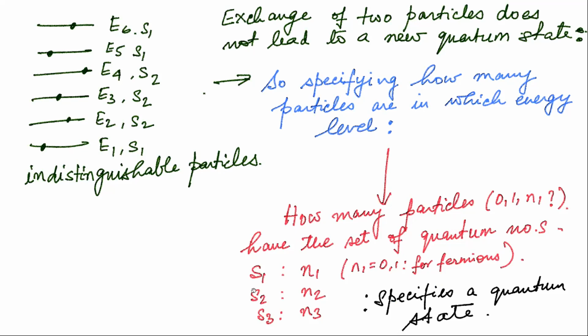And if you manage to specify how many particles are there in a particular quantum state with a set of quantum numbers, say S1, how many particles are there in a state with a set of quantum numbers S2 and S3, that essentially specifies the quantum state of the entire n particle system.